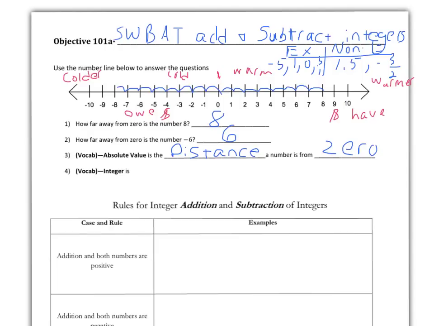Now, I want you to hit pause right now and write in the definition of an integer. We just talked about it, and it was also on the objective beforehand. Try to do it without looking back at your notes, and make sure you're using a pencil. Go ahead and hit pause and write that in now. You should have had: an integer is a positive or negative whole number.